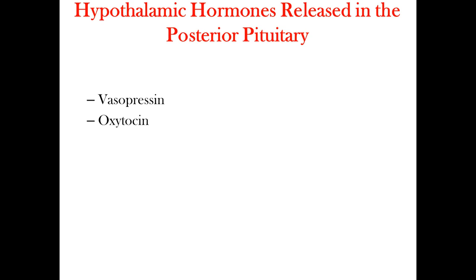From the posterior pituitary part of the pituitary gland, we have certain hormones that are released from it. It's not synthesized there. It is synthesized in the hypothalamus, but it is released from the posterior pituitary. We have vasopressin, also called antidiuretic hormone, and we have oxytocin.